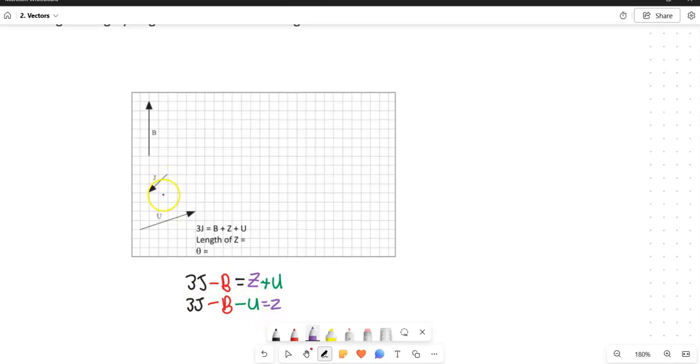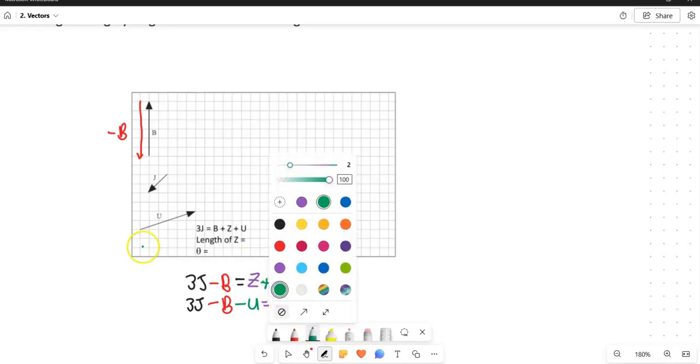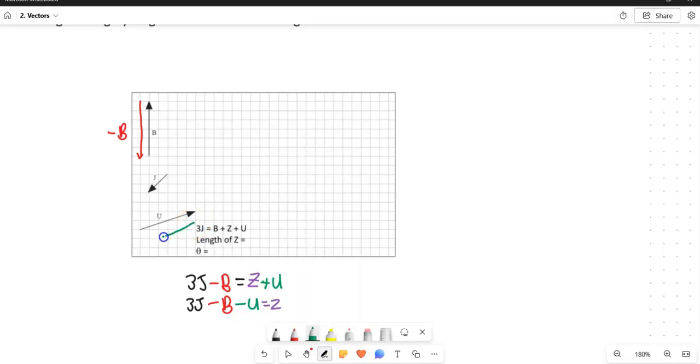So we're going to take 3 of these j vectors. Well, first of all, let's go ahead and reverse our b vector. Our b vector is pointing up, so our negative b vector needs to be pointing down. And our u vector is pointing up and to the right, so the negative u vector has to be pointing down and to the left.